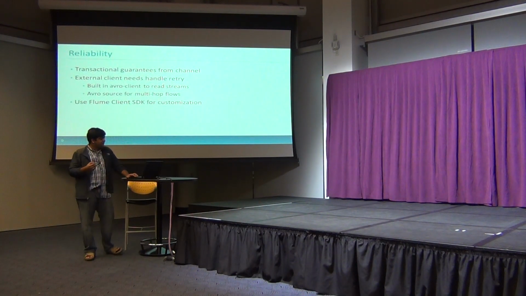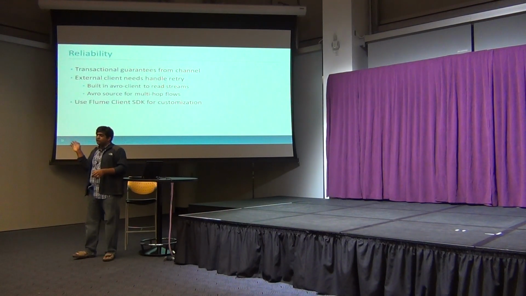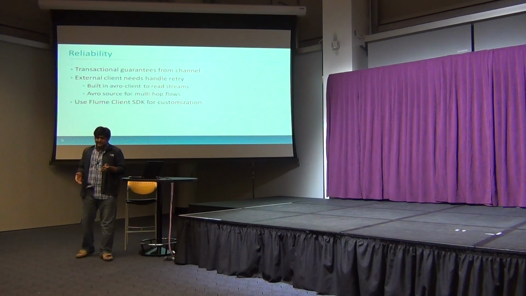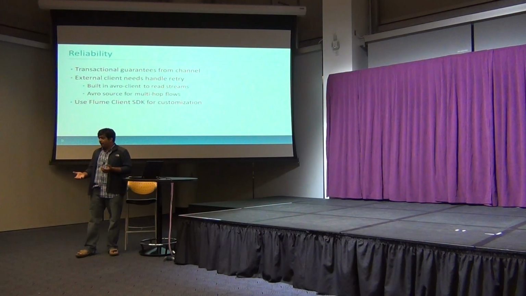Now, reliability semantics. Reliability semantics actually come from the channel. The two major channels which we currently recommend to users are the memory channel and the file channel. The file channel is actually a persistent channel. So if that particular machine fails, when the machine comes back up and you start the Flume agents, that particular agent's channel data will be available to you at that point in time.